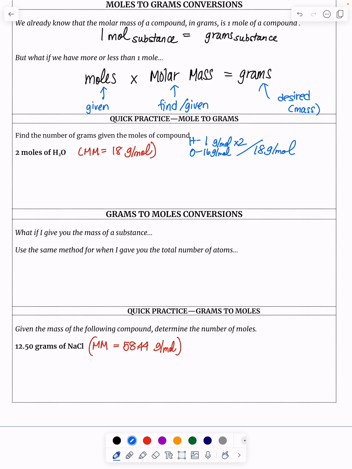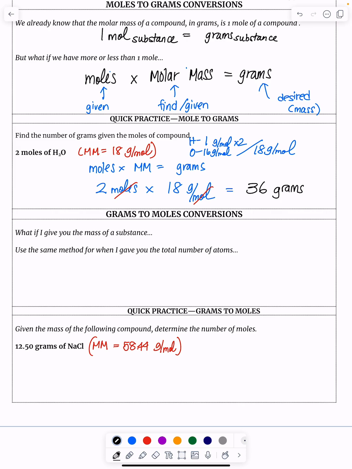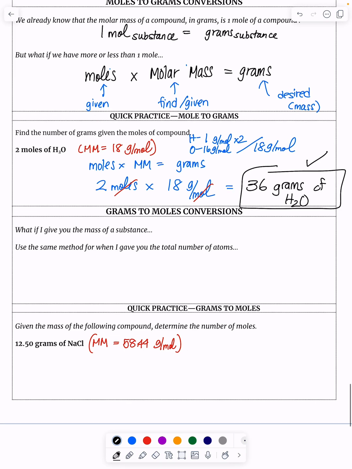If I have 2 moles of H2O, if I have moles and I have molar mass, I'm going to multiply these two in order to get my grams or my mass. So 2 moles times 18 grams per mole. And I don't know if you're used to this, but moles and moles are going to cancel out. I'll be left with grams. My answer is going to be 36 grams of H2O. Done. So that is how you convert moles to grams. You multiply by the molar mass.